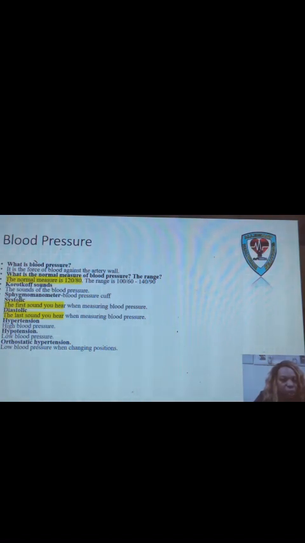Systolic is the top number of the blood pressure, which is written in a fraction type form. The systolic is the first sound you hear when measuring the blood pressure, and the diastolic is the bottom number and the last sound that you hear when measuring blood pressure. Hypertension means high blood pressure. Hypotension means low blood pressure.